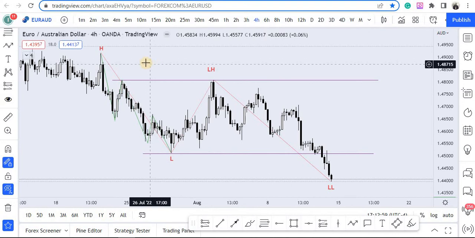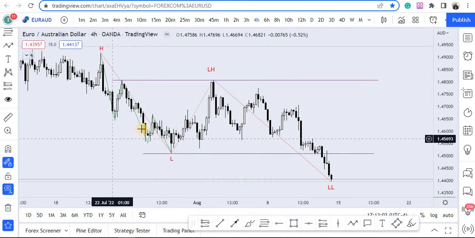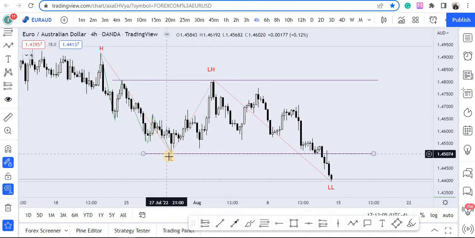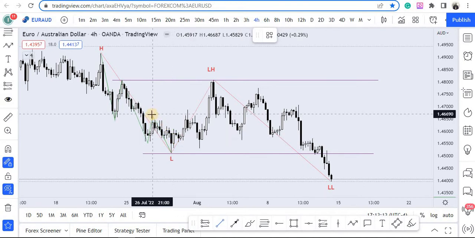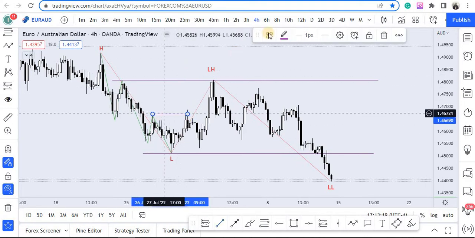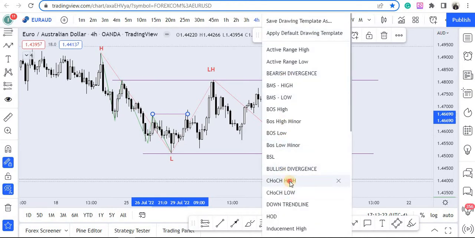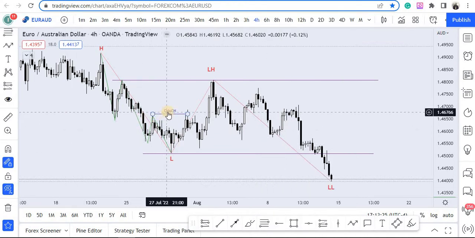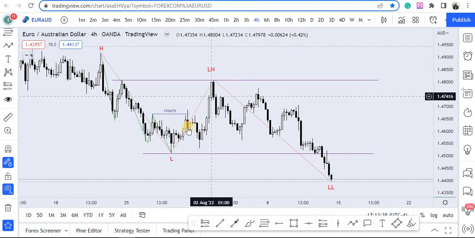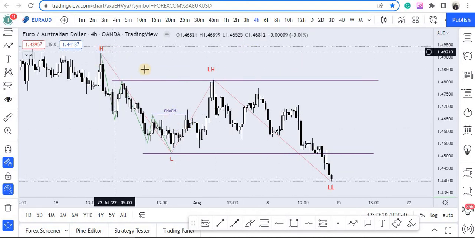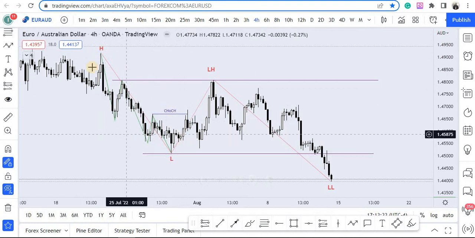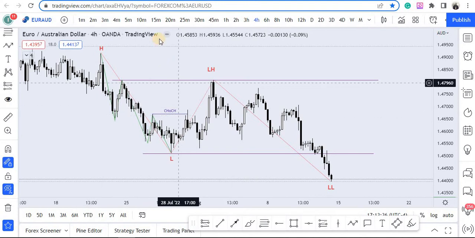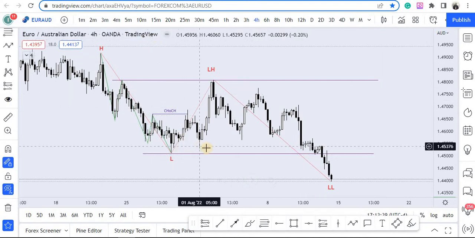Now, in this internal structure we have what we call a change of character. This is a change of character. Once this lower high has been broken, we have a change of character. Once we have a change of character, it's telling us that this internal structure downtrend might be over, so we can start looking for opportunity to buy.